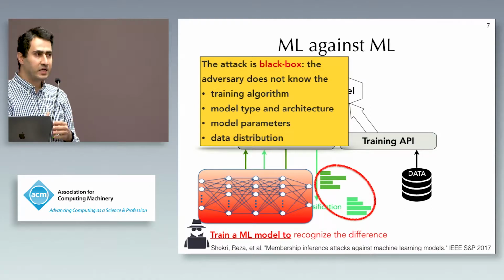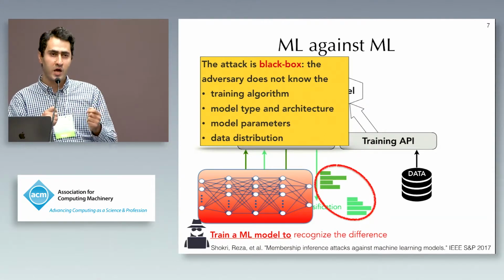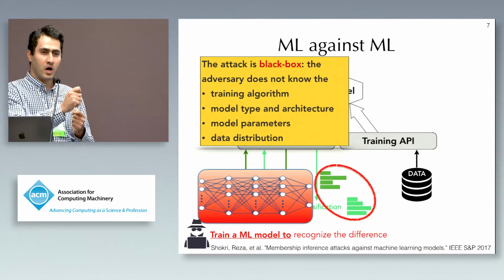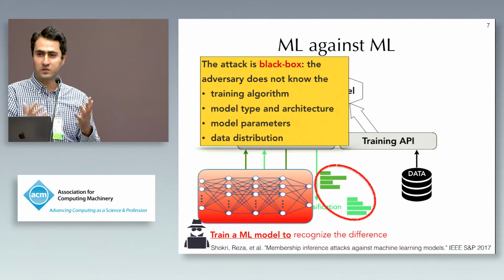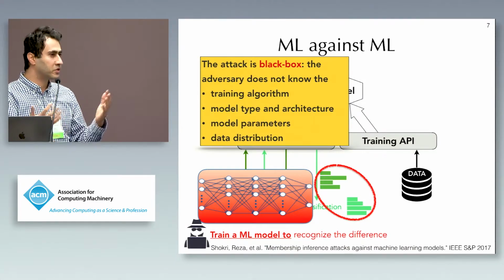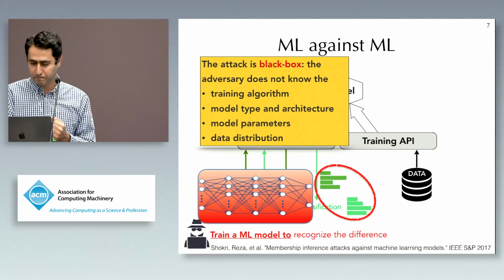And note that this attack is done in a black box manner. So the attacker is merely using the prediction API for both learning his classifier and also for querying the model. And he doesn't know anything about the distribution of the data, the parameters of the model, and such, right? So this is a black box attack.